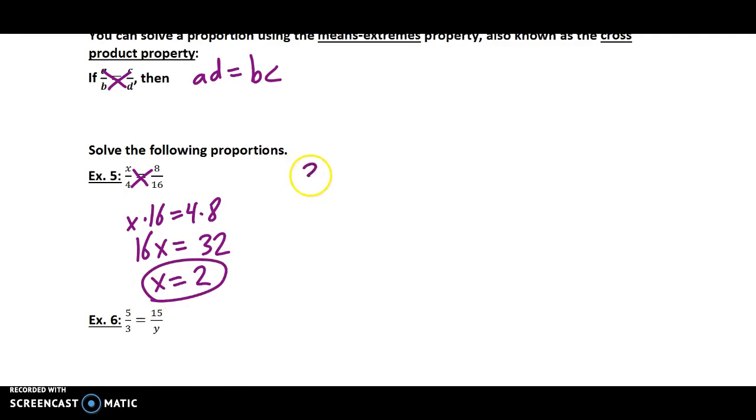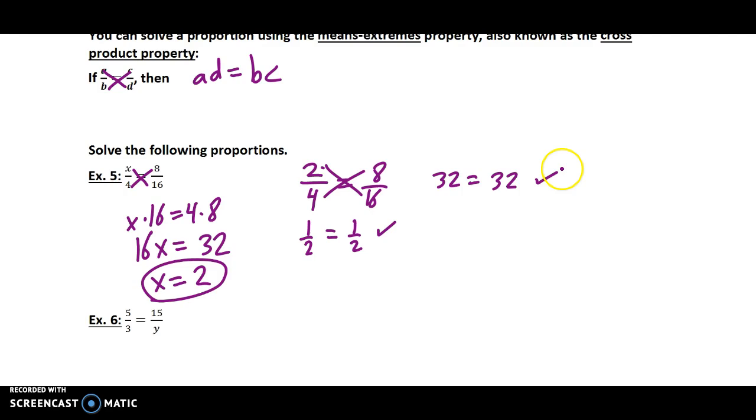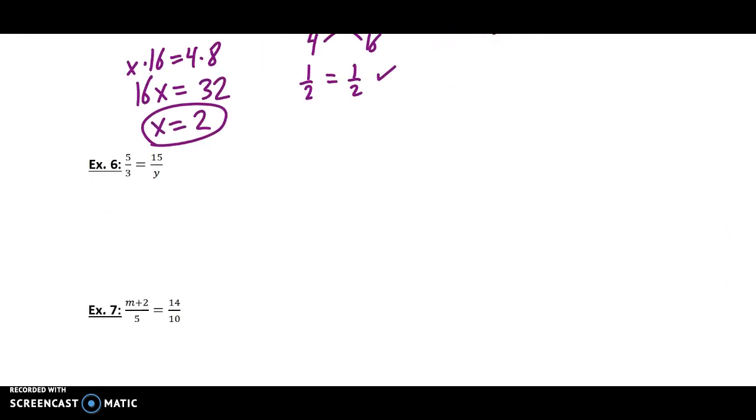Good news with proportions, you can actually plug in the x and make sure that it reduces to the same thing. You can always check your answer this way. 2 over 4 is 1/2. 8 over 16 is also 1/2, so it checks out. A lot of people don't like to take time to check their work, but if you do, it's very nice. Also, you can cross multiply it to check it. 2 times 16 is 32, and 8 times 4 is 32. It checks out. Okay? How about 5 over 3 equals 15 over y?